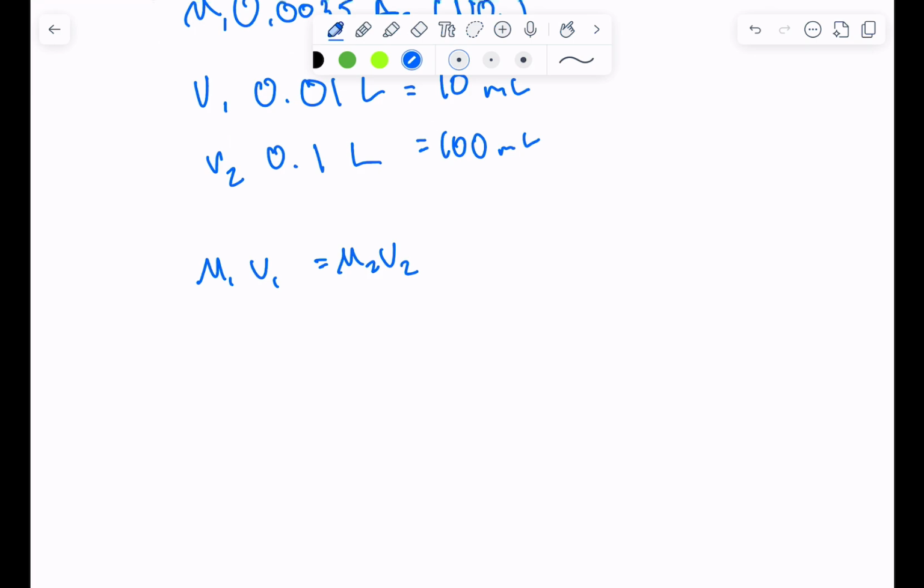So to find M2 on its own, we can isolate it by dividing both sides by V2. If I divide both sides by V2, then the V2 on the top and bottom will cancel, and you're just left with M2 is equal to M1V1 divided by V2.